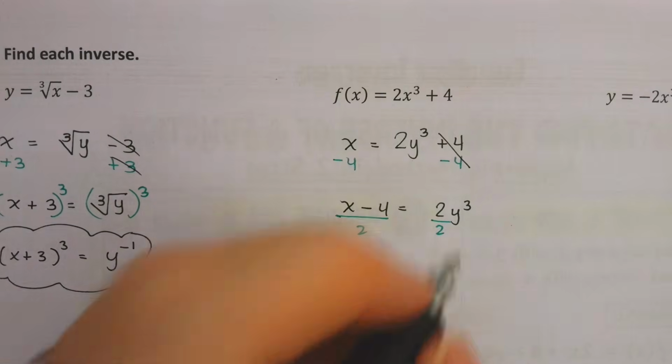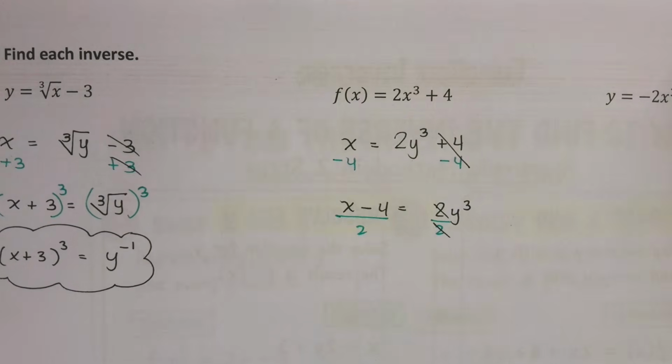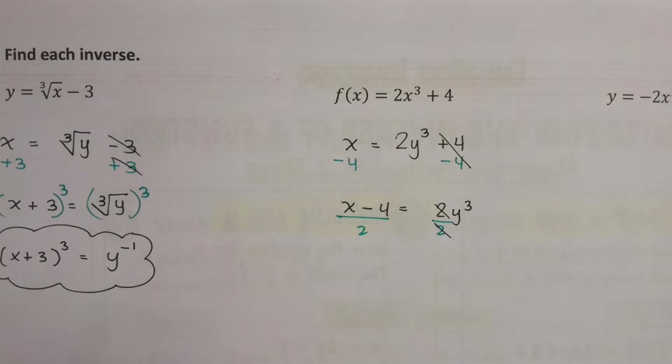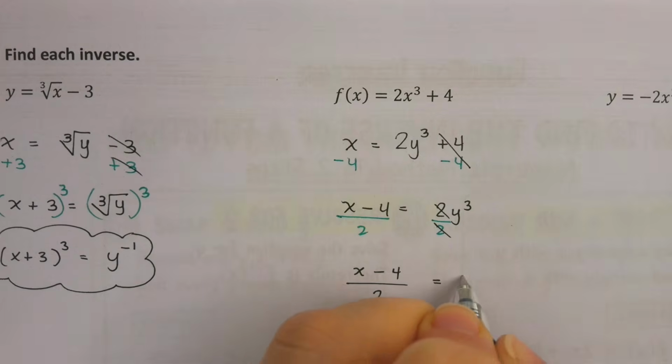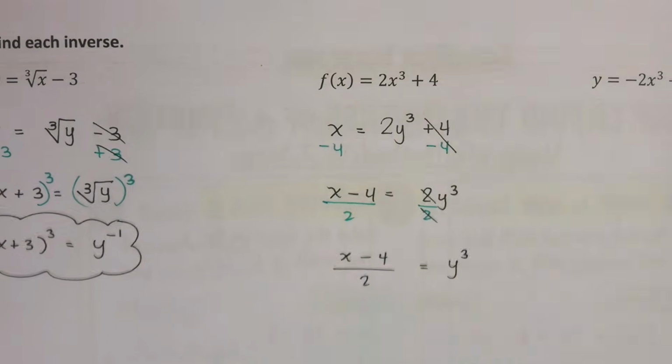The reason I keep naming both is I've seen AP questions where it shows it multiplying, and sometimes people get confused, like, why are they multiplying by that? This is the same thing. Okay, so now we have x minus 4 over 2 equals y to the third. And then one last step to isolate that y.